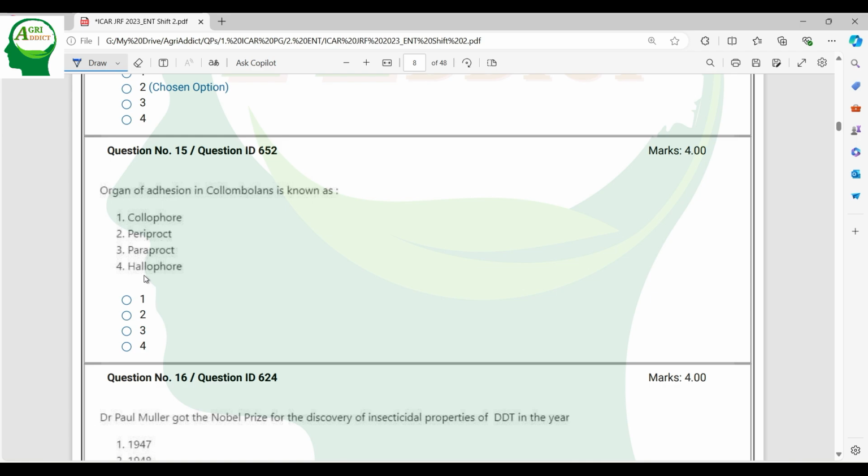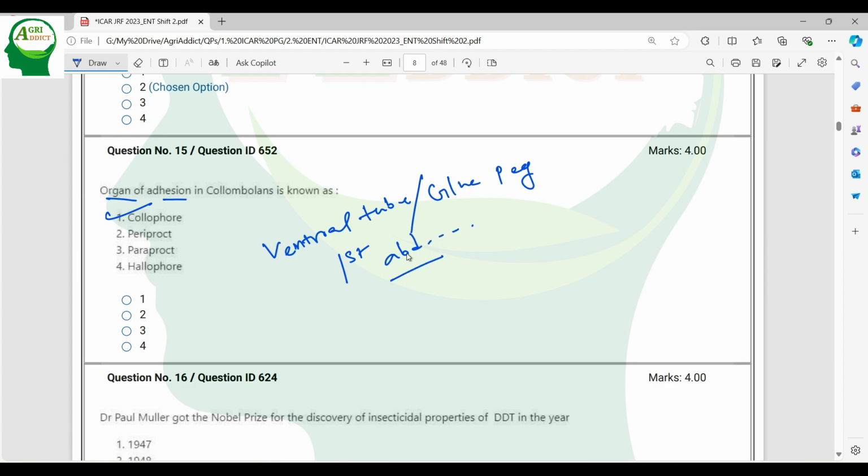Next question: organ of adhesion in collembolans is known as. It's a very easy question, that is colophore. Colophore is also known as ventral tube, or you can call it glue peg. It is situated in the first abdominal segment in the collembolan insect. So that is the organ of adhesion, okay, to attach to any substrate. So colophore, option 1, is the correct answer.